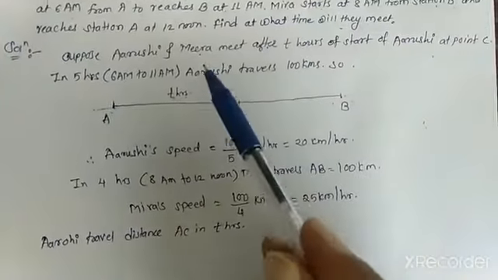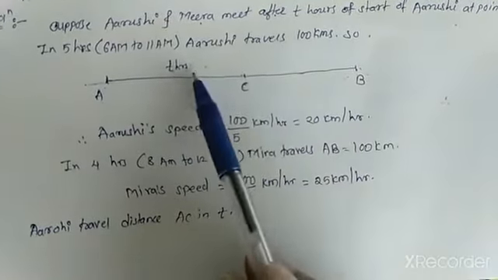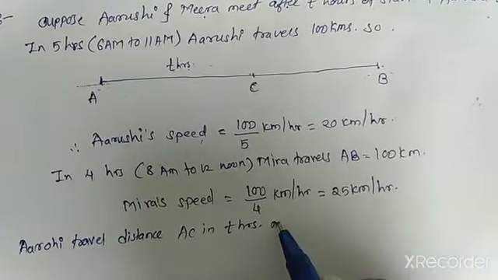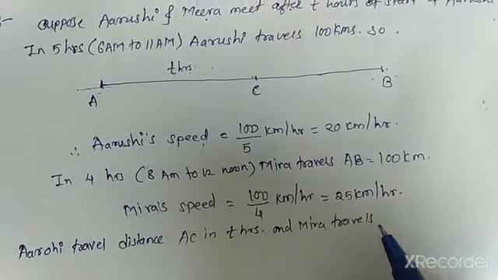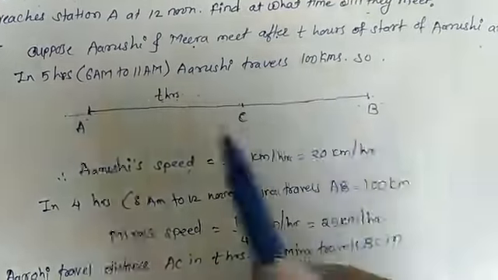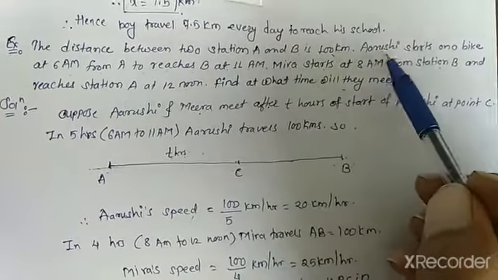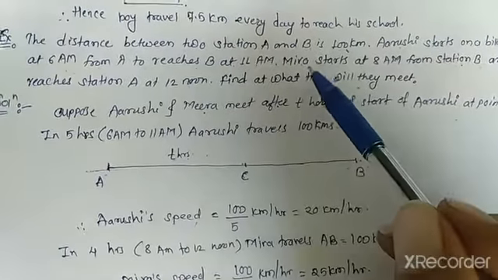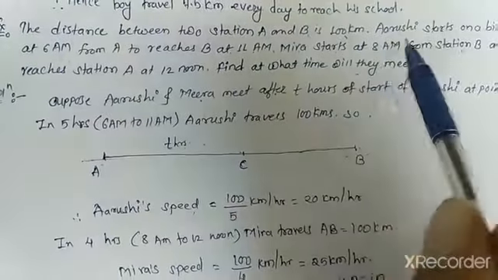As we have considered, Arohi travels distance A to C in T hours, and Mira travels B to C. Now here, Arohi starts on a bike at 6 a.m. and Mira starts at 8 a.m., so the difference is 2 hours.